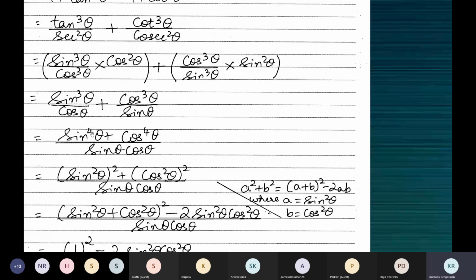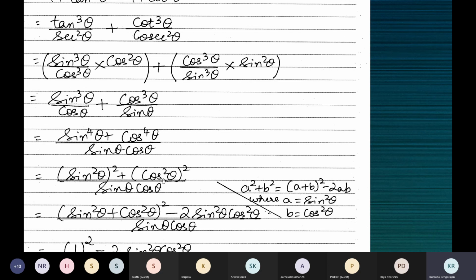So we write this as a square plus this is b square. A square plus b square is, you can see the identity here, a plus b the whole square minus 2ab, where a is sin square theta and b is cos square theta. Just like the rough work here, it's not divided by or something. We've just written this information here.